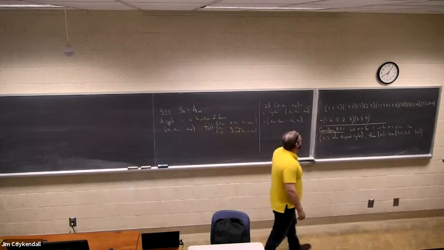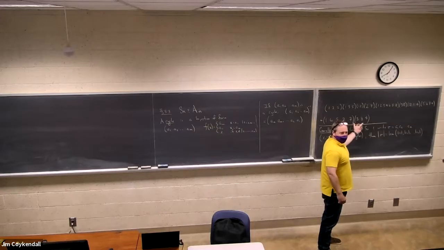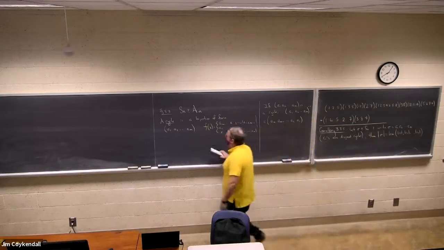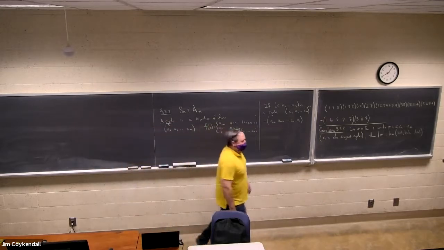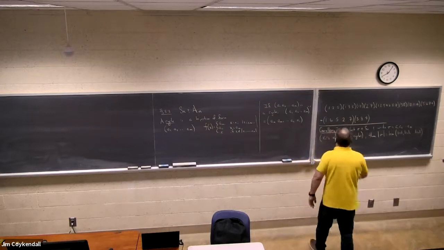So, for example, the order of this element here should be 15, right? Because it's a 5 cycle and a 3 cycle, right? So this is 5, this is 3. Okay. Let me just briefly sketch why this is true. Believe it or not, you all have already done this. Matter of fact.